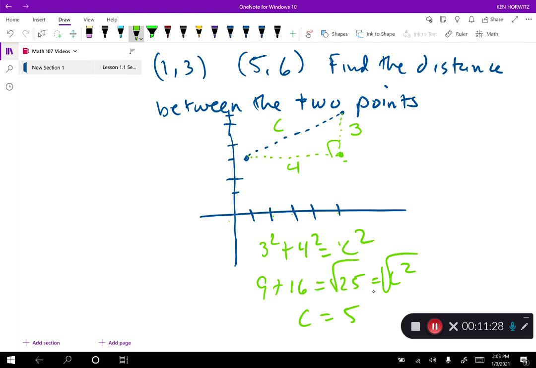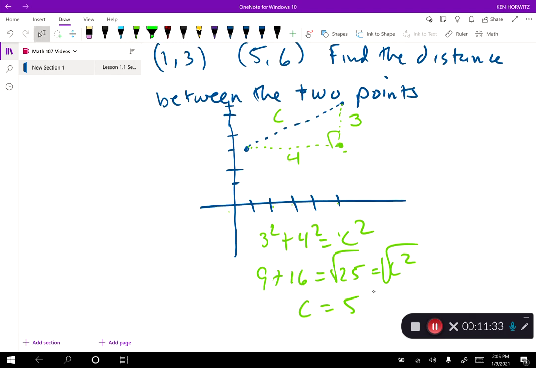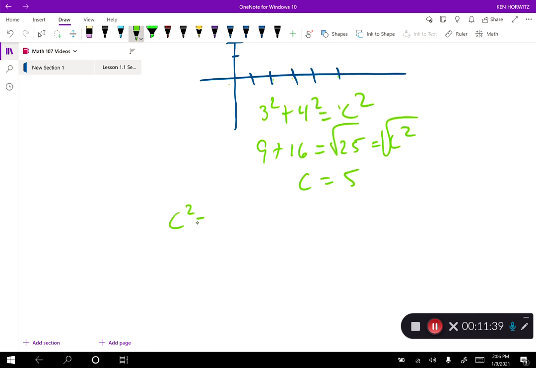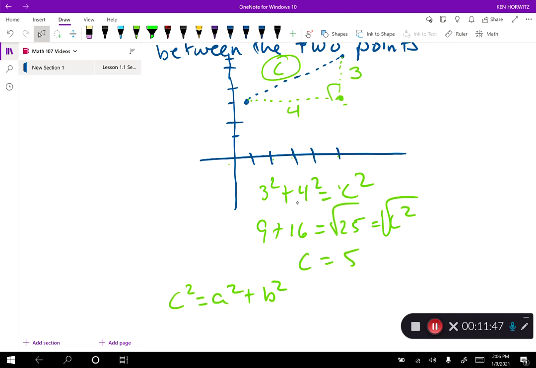Now, in your book, there is something called the distance formula. The distance formula basically says, that's my distance. So if I have c squared equals a squared plus b squared, and my a is 4 and my b is 3. However, I got that a by subtracting. I had (1, 3) and (5, 3), so I subtracted x, my second x from my first x.